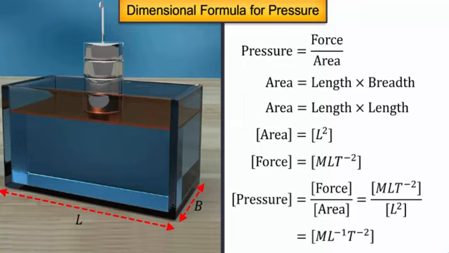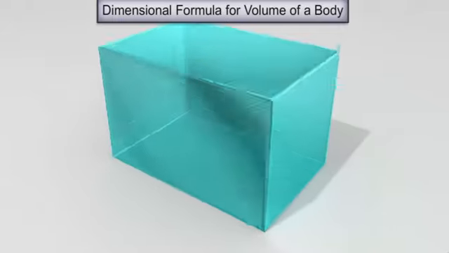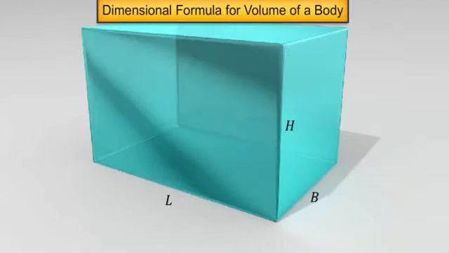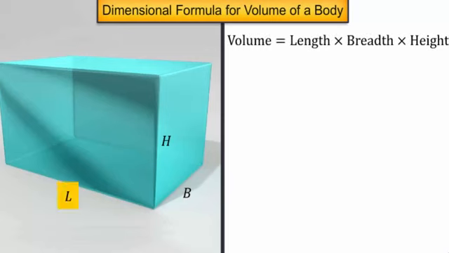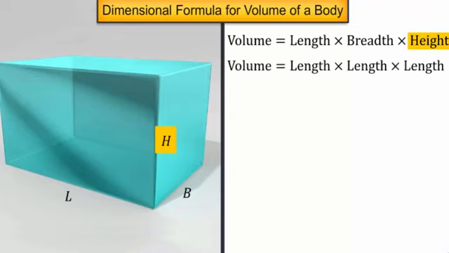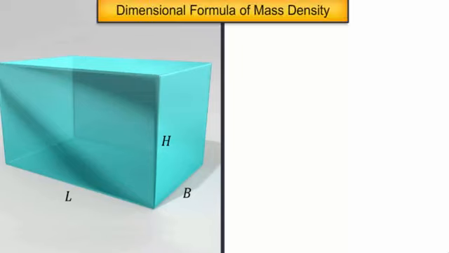Following the same methodology, we find the dimensional formula for the volume of a body. Volume is the product of length, breadth and height. Height also represents the base quantity, length. Thus, the dimensional formula of volume is L^3. Similarly, we can find the dimensional formula of mass density, which is the ratio of mass to volume. The dimensional formula for density is ML^-3.